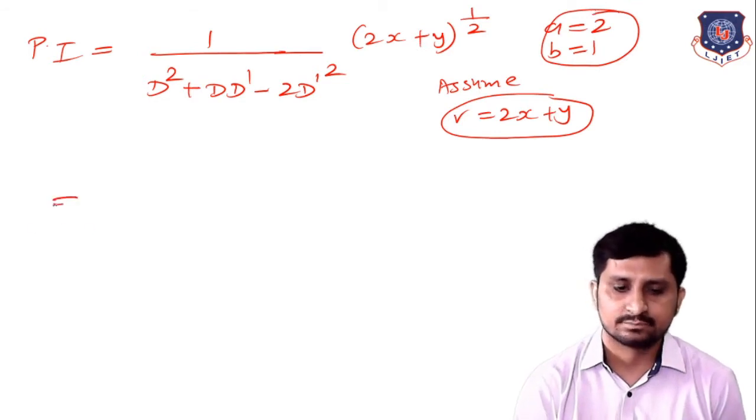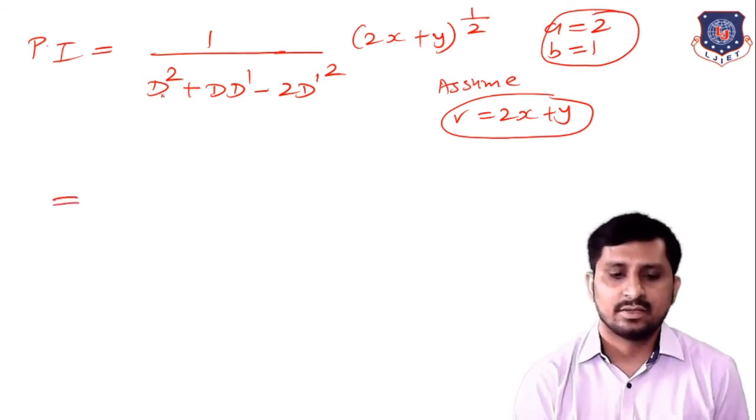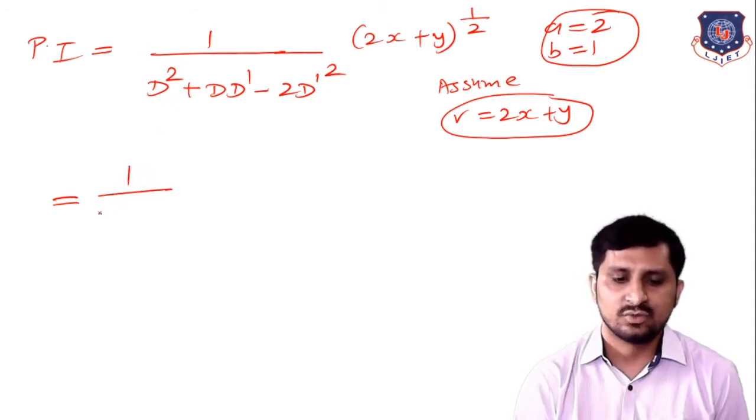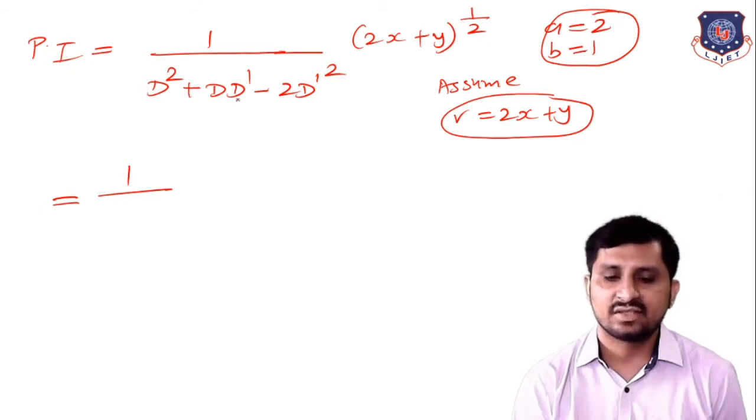So that's why, instead of d I can take 2. So 1 upon 2 square, that is 4, plus 2 into 1, so 6. 4 plus 2 is 6, minus 2 into 1 square, so minus 2. So 6 minus 2, that is 1 by 4.